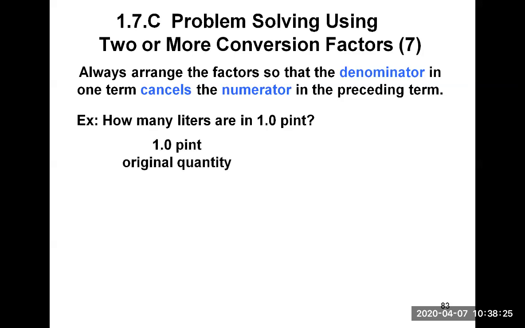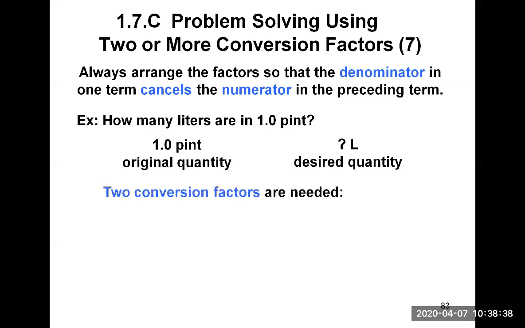Let me show that the original quantity was 1 pint. The liters are the desired quantity. And so we need two conversion factors. We determined that we will need 2 pints equals 1 quart to change the pint into quart, and then 1.06 quarts equals 1 liter to change the quarts into liter.